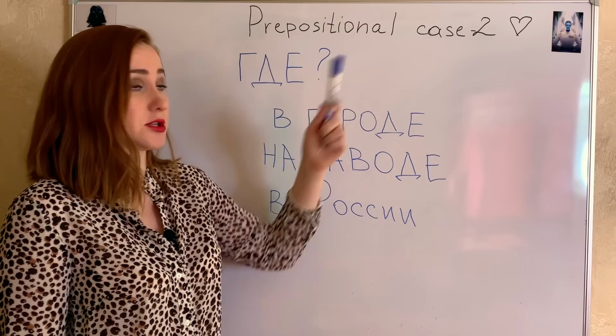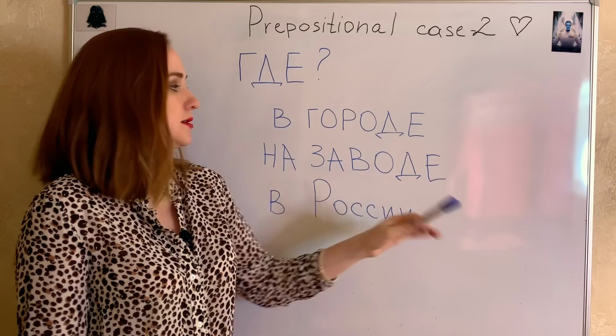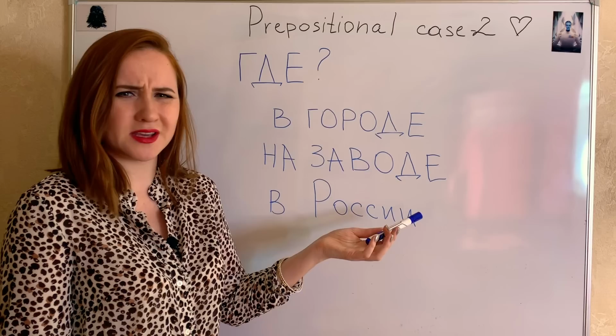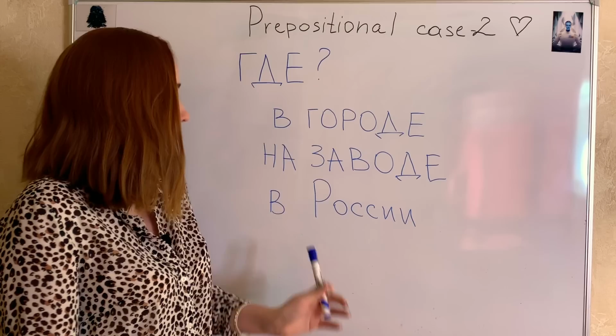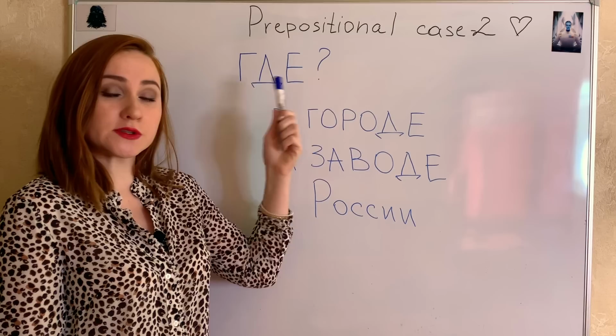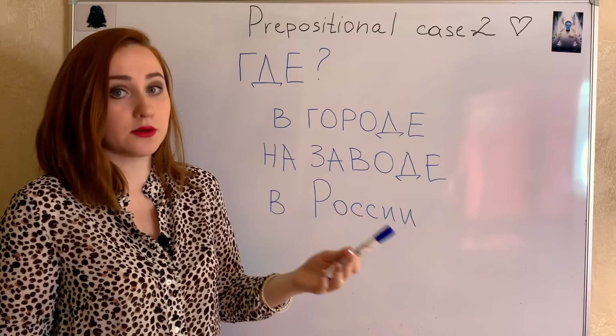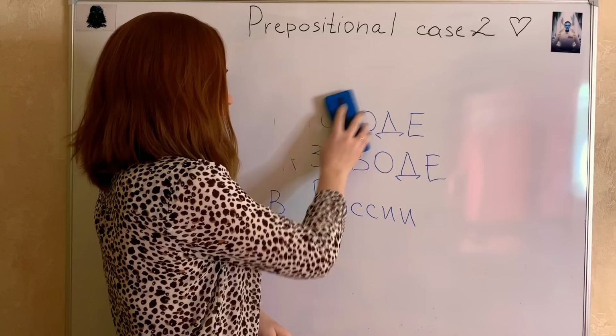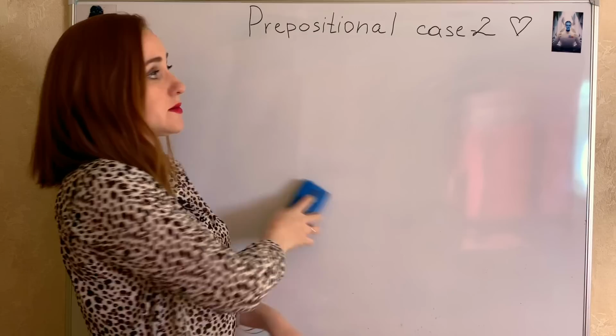Где, в городе, in the city, на заводе, on the factory or at the factory, in the factory. Well, in Russian it's на заводе, and in Russia, в России. So remember, the first question for prepositional case was the question где, where. I hope you remember the endings of the words. If you don't, quickly look through your table with the endings, because we continue.